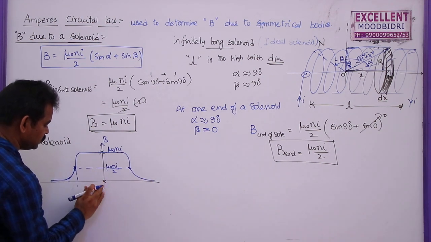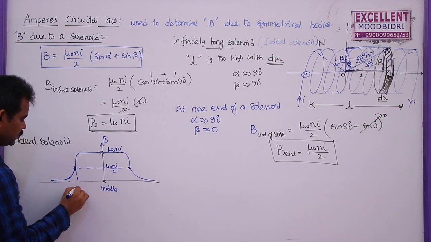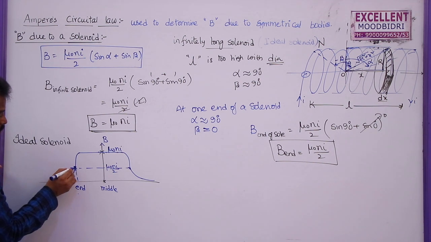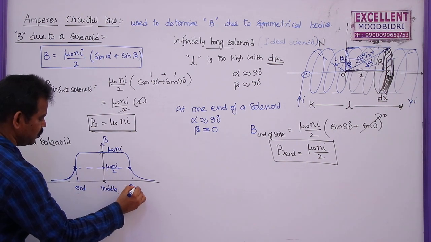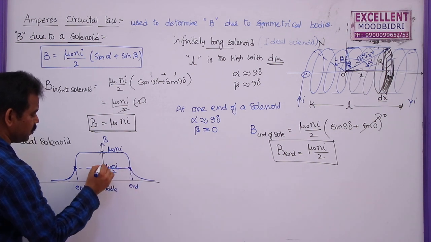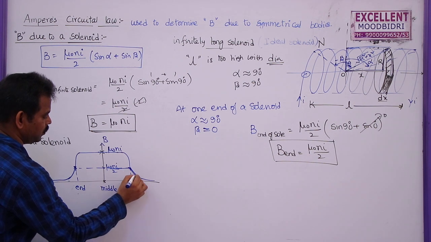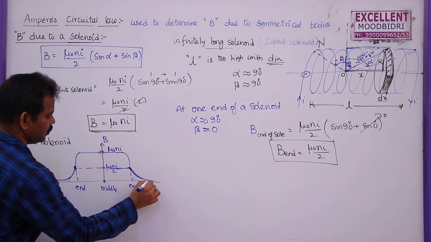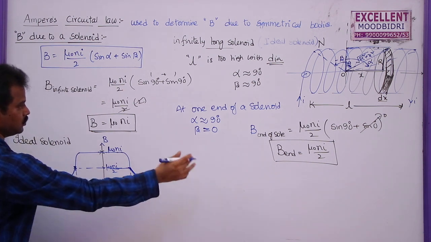So here this is the middle of the solenoid. This is at the end. It is mu naught Ni by 2, and at the other end also, the second end, this is mu naught Ni by 2. And if you move away from the solenoid, the magnetic field gradually decreases and it almost becomes 0 at a large distance from the solenoid.